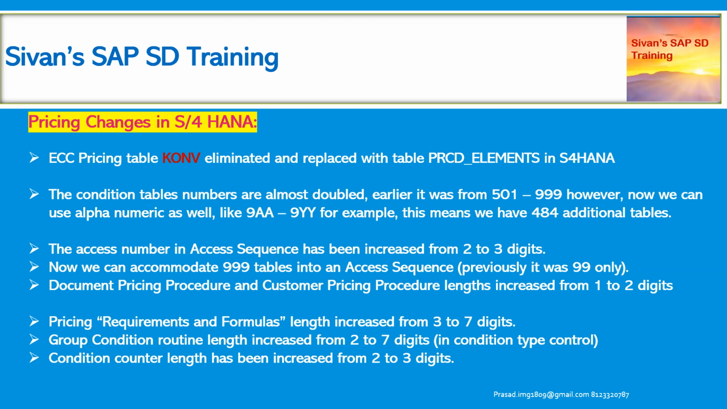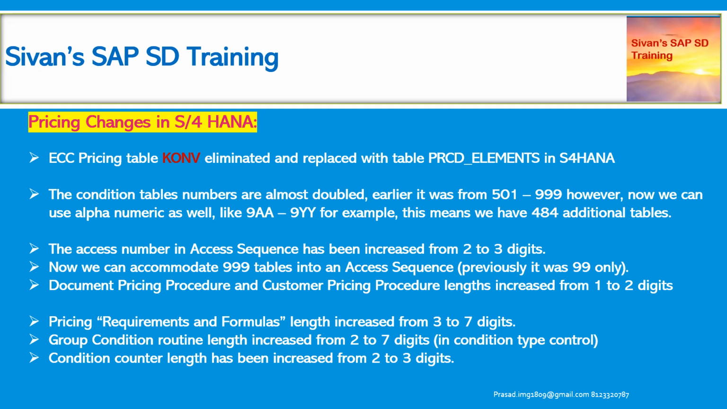Assume that we place 999 tables in S4HANA, and we don't activate the exclusive indicator in that access sequence. Then the system will search all the 999 tables for condition records, if they are maintained, and the last one will be determined. It is a huge impact on the system's performance. So we have to be very careful whenever we maintain so many condition tables in an access sequence, and then we have to activate the exclusive indicator in the access sequence.